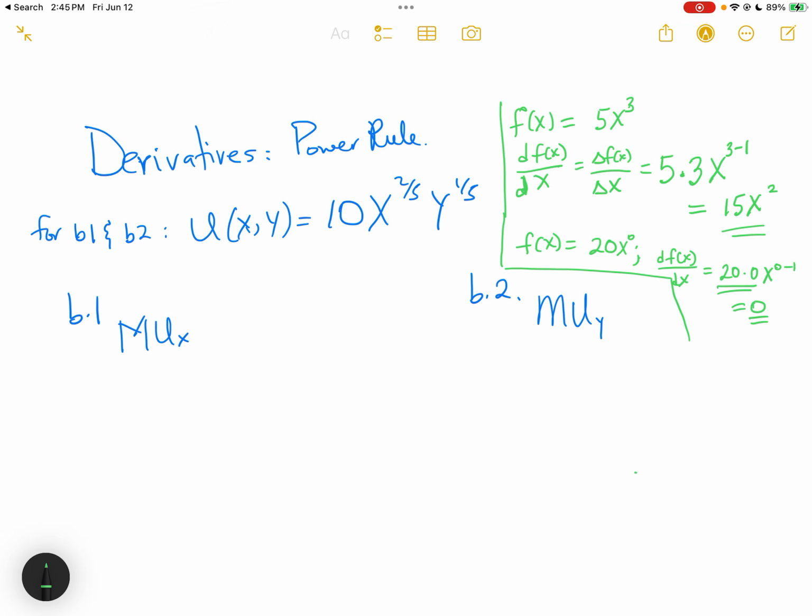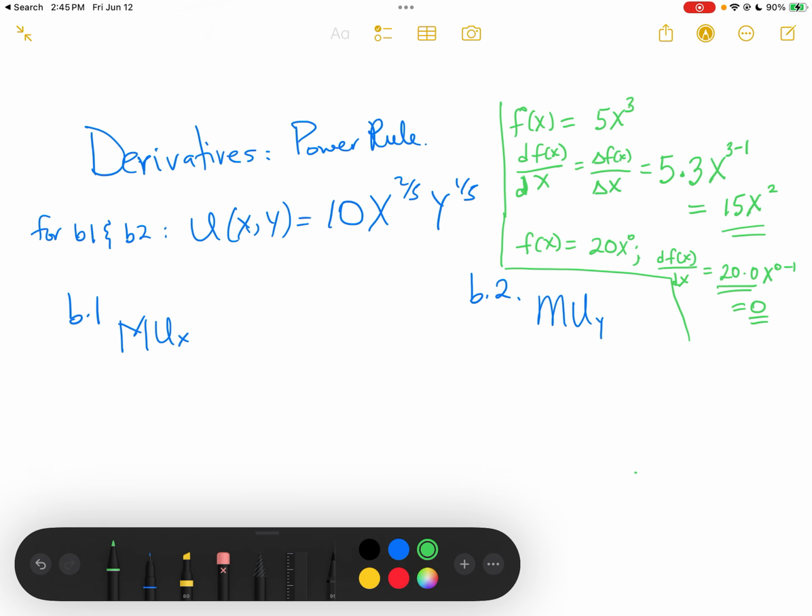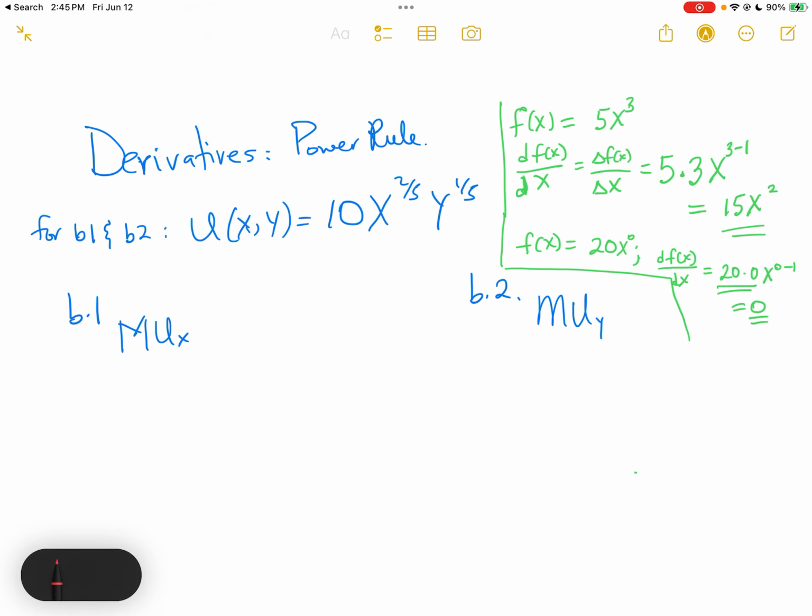Well, 0 minus 1, right? At the end of the day, we're still going to get 0 because it's 20 times 0. And so the derivative of a constant is 0 based on this power rule I just showed you here. So, okay, for this particular question, let's use red now.